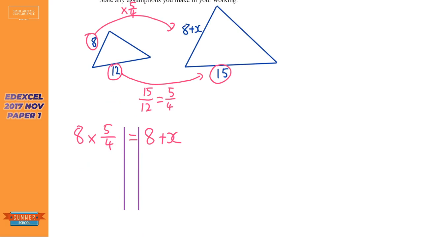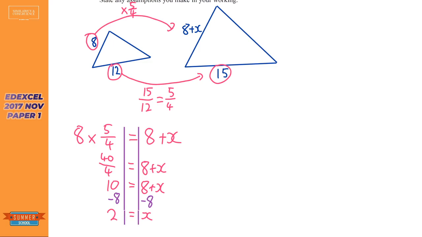Let's solve this. So I'm going to first of all do the 8 times 5 over 4. So 8 times the top. So whenever you've got a big number times a fraction, you just times it by the top. So that becomes 40 over 4 equals 8 plus x. And 40 divided by 4 is just 10. Take away the 8 both sides. And we've got x equals 2, or 2 equals x. So we've got one answer nicely. Let's just extend my lines, make it a bit neater.